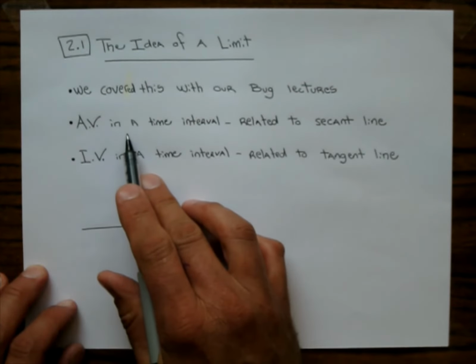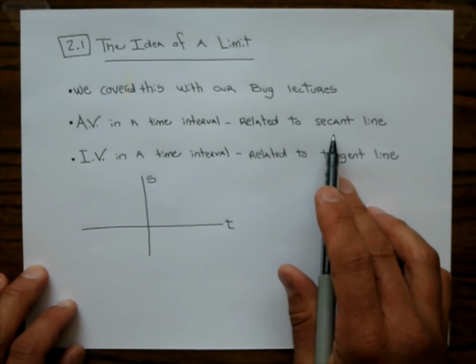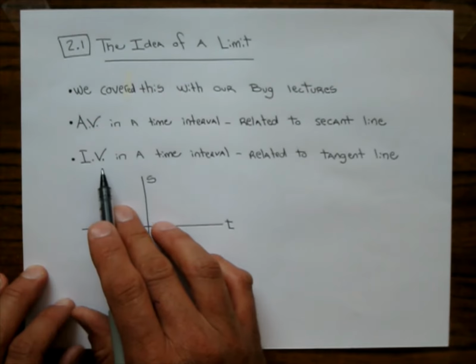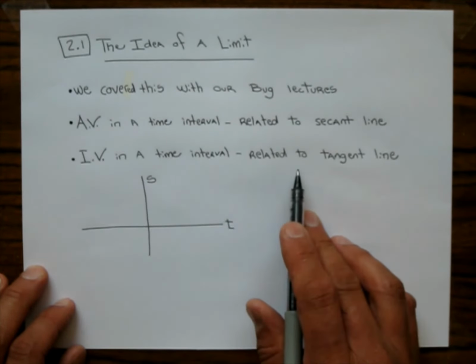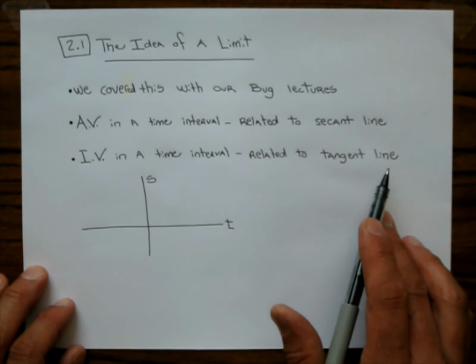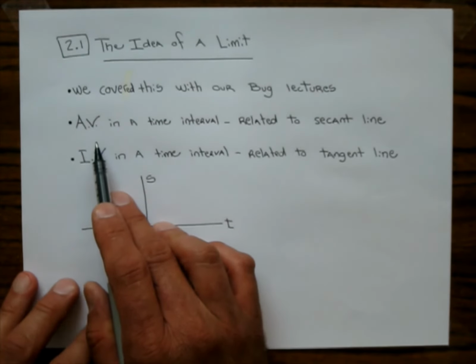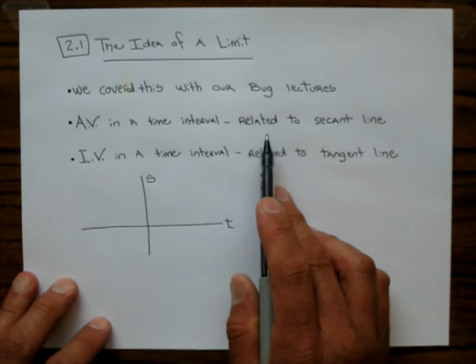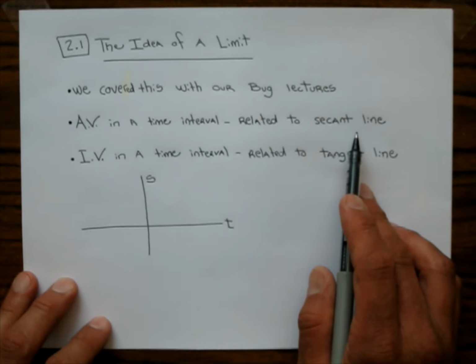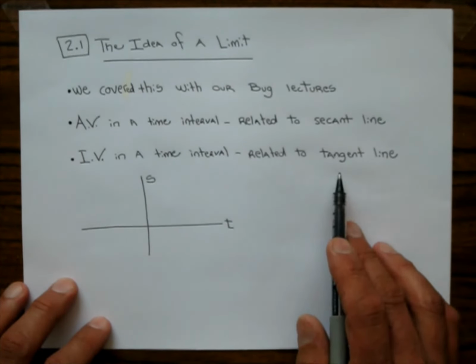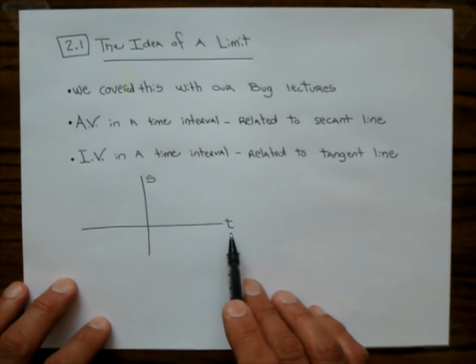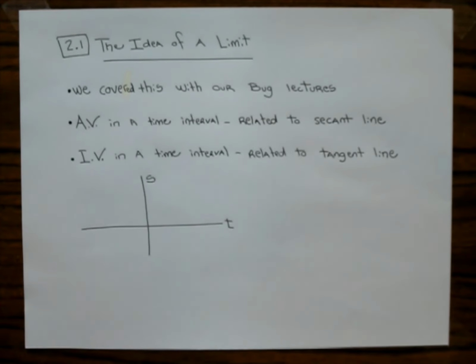We covered this with our bug lectures, and we'll talk about limits and all that stuff. The average velocity in a time interval is related to a secant line, and the instantaneous velocity in a time interval is related to a tangent line. If you take a limit of slopes of secant lines, you can guess what the slope of the tangent line will be. And then, we had the t-axis and the s-axis.